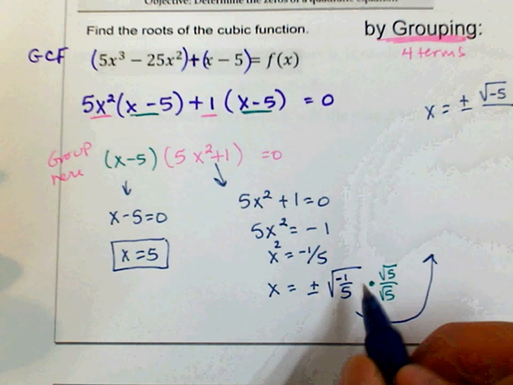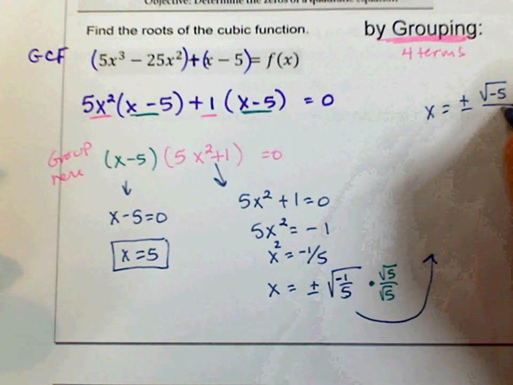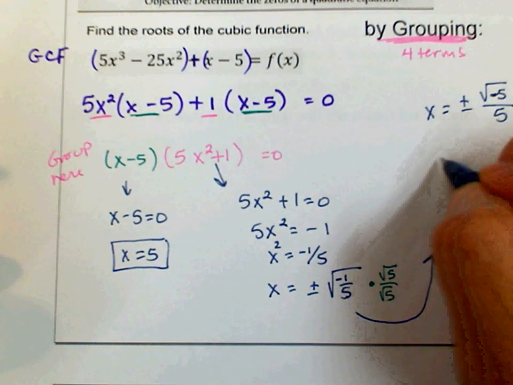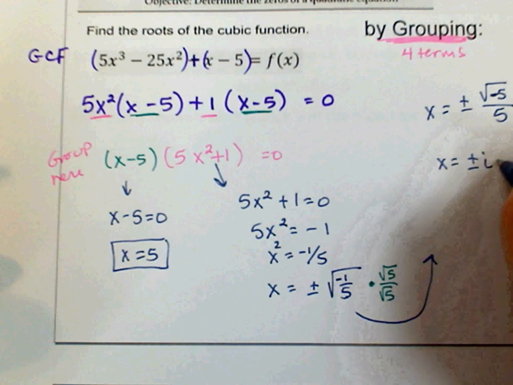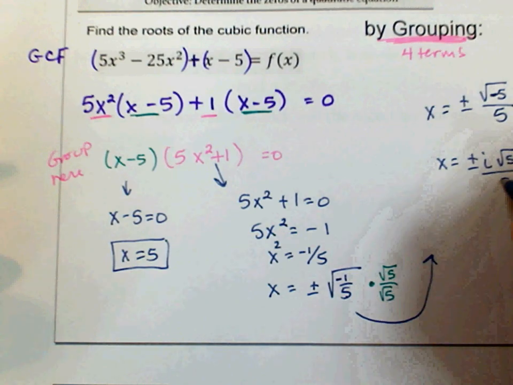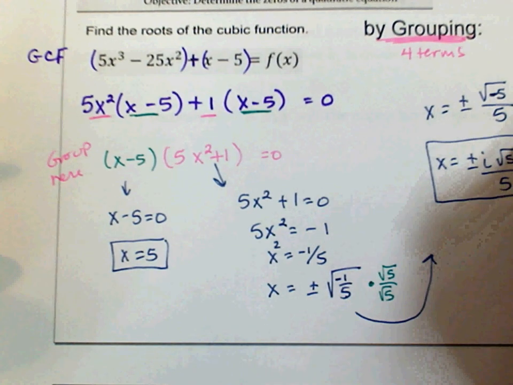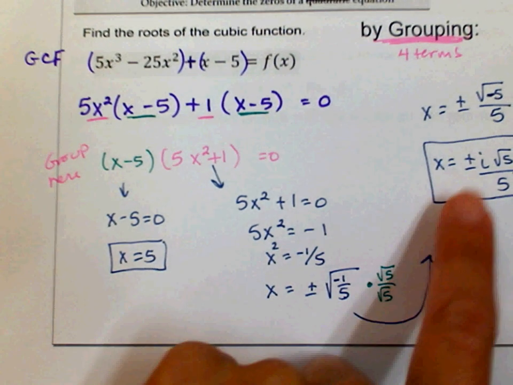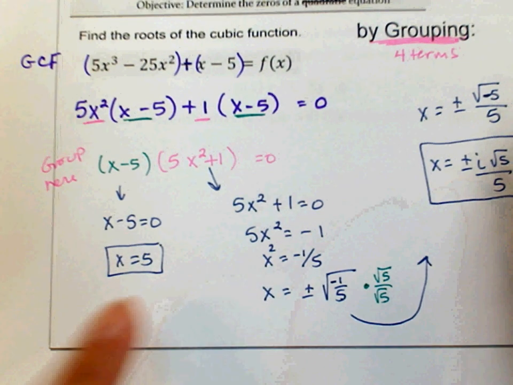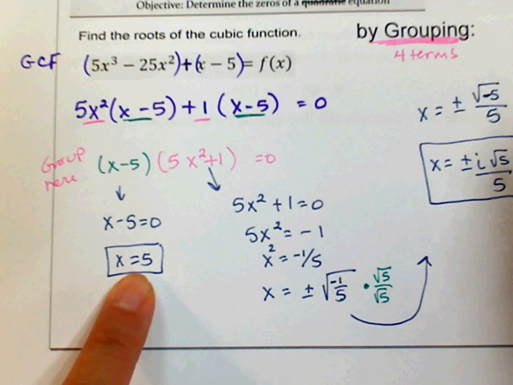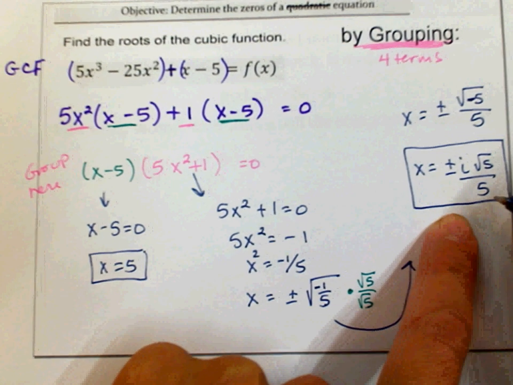See that negative? Plus or minus square root of 5 over 5. So how many answers are you going to have? 3. 1, 2, 3. Take a look. How many real answers do you have? 1 real, 2 imaginary. So how many times is it going to cross the x-axis? Just once. Let's double check.